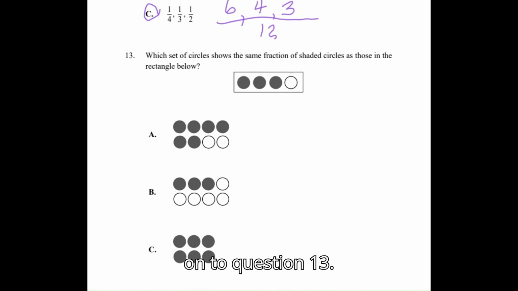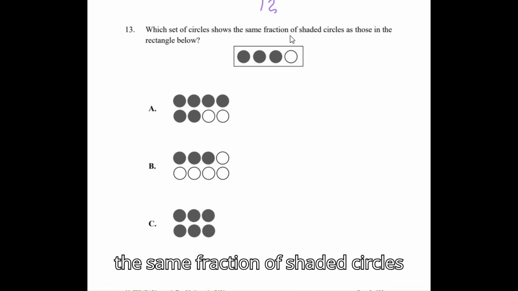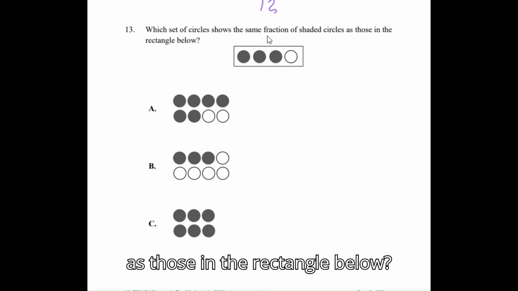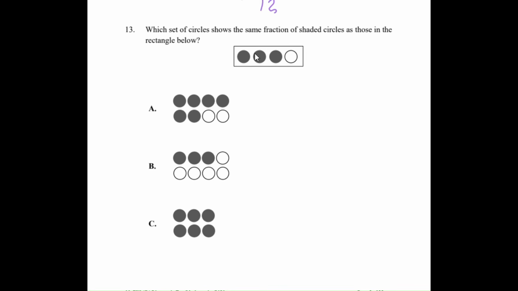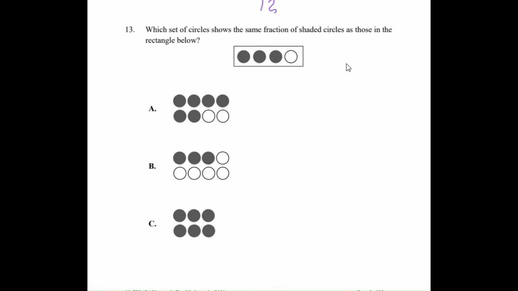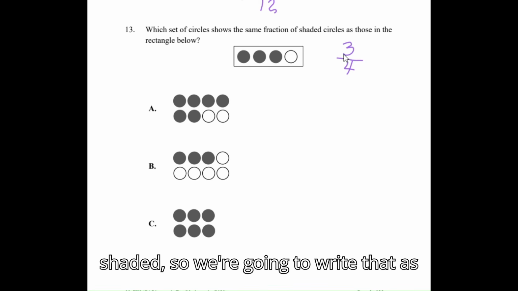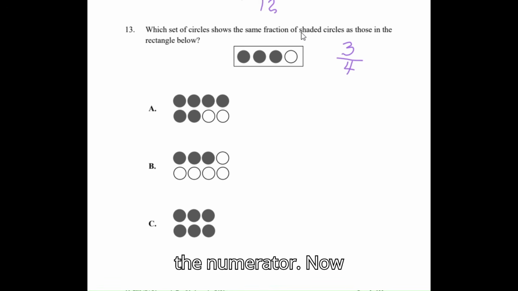Let us move on to question 13. Which set of circles shows the same fraction of shaded circles as those in the rectangle below? Let us look at the fraction shown in the rectangle. So we count 1, 2, 3, 4 circles. So that is the denominator. And then 1, 2, 3 circles are shaded. So we're going to write that as the numerator. Now we want to see which one of these would be the same as 3 over 4.